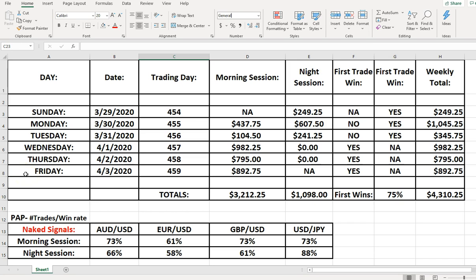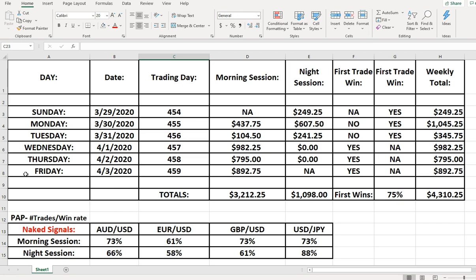Okay, welcome everyone. It's going to be the update for the week ending on April 3rd of 2020. What I want to talk about today is I want to show a little bit and get a little bit more in depth on the daily setups, because I've been getting a lot of questions about the daily setups. But before we do that, let's take a look at our week.